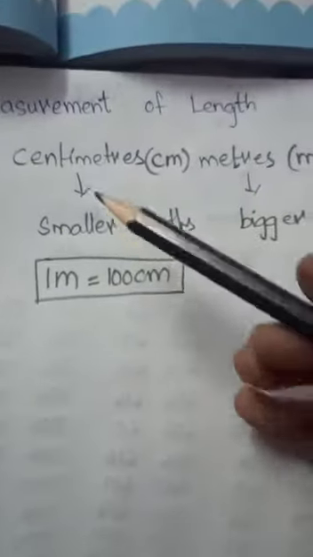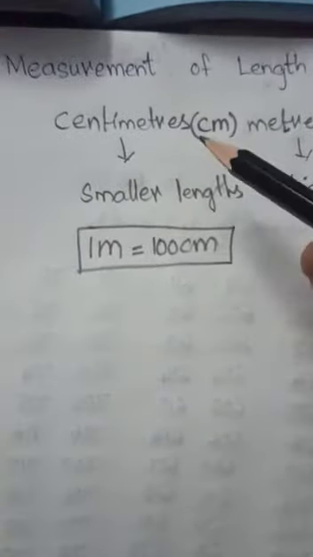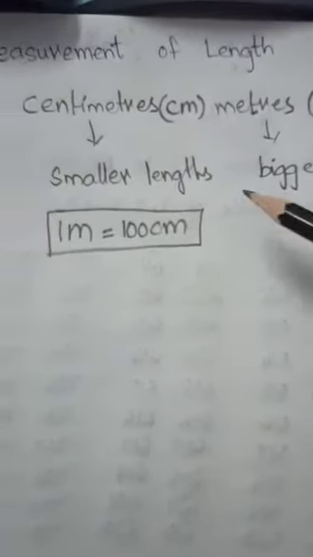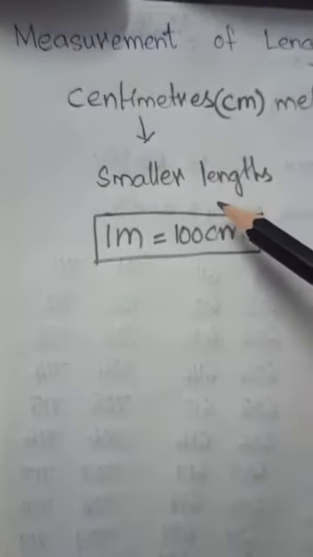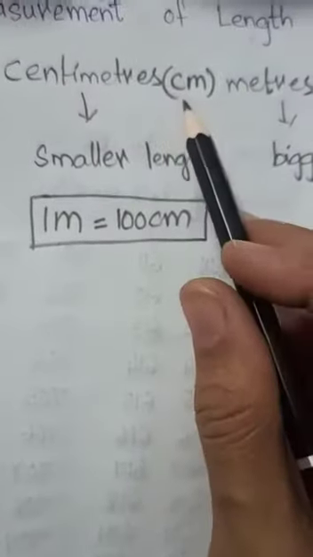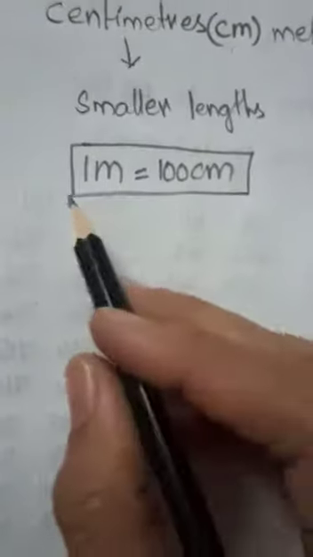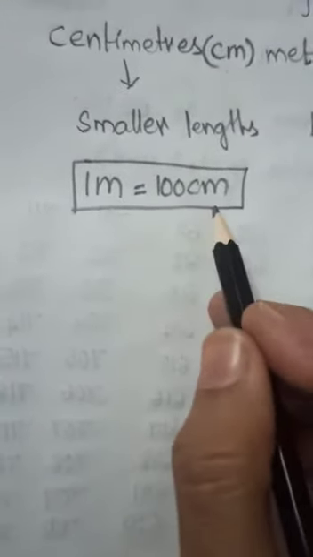Okay, the standard units of length are centimeters and meters. Centimeters are used to measure smaller lengths and meters are used to measure bigger lengths. Short form of centimeters is cm and meters is m. And 1 meter is equal to 100 centimeters.